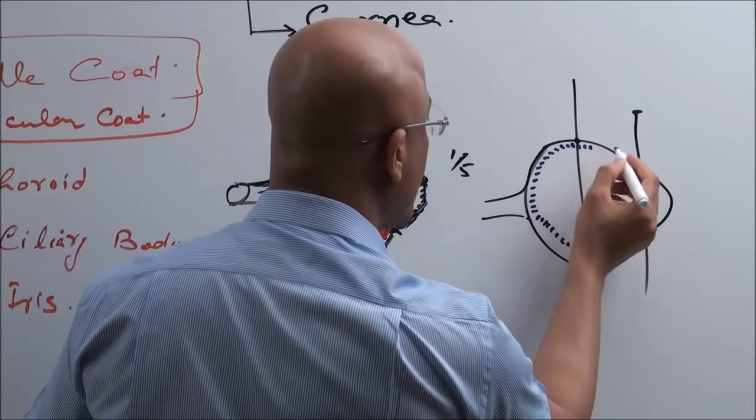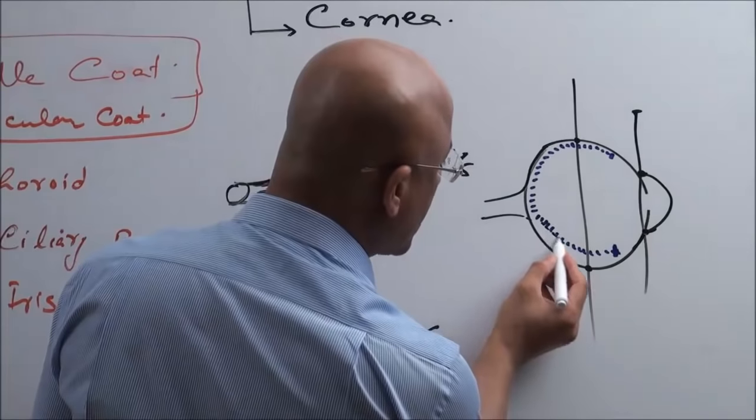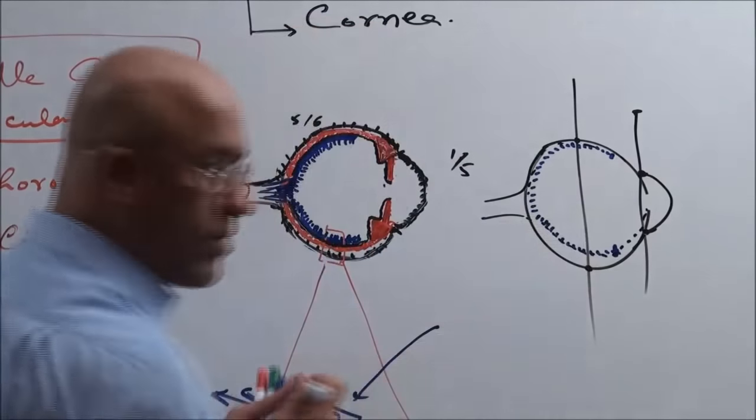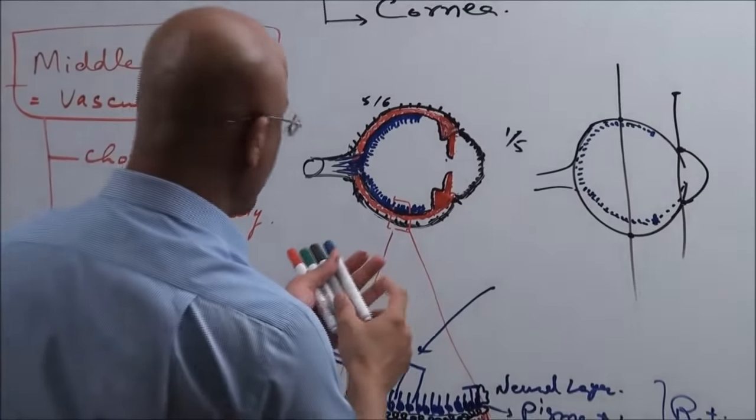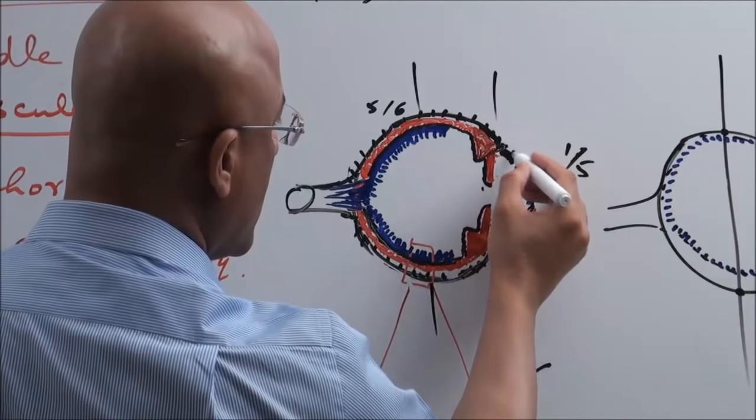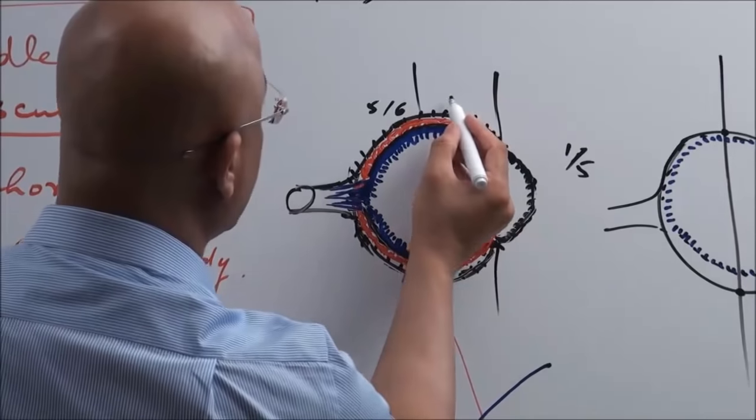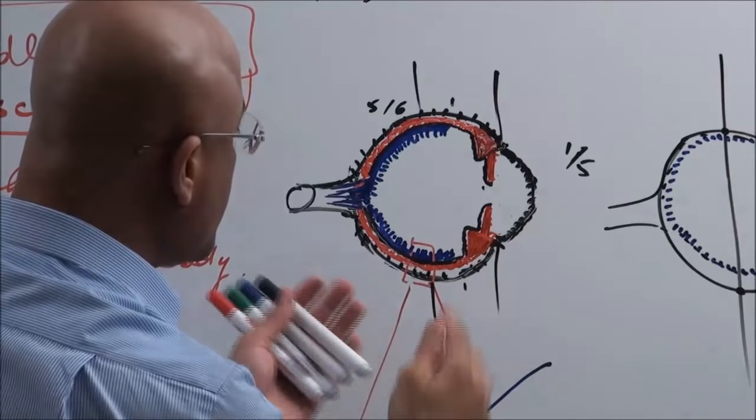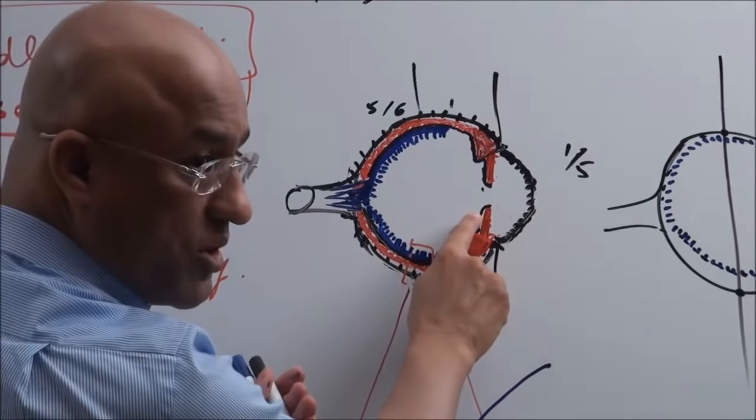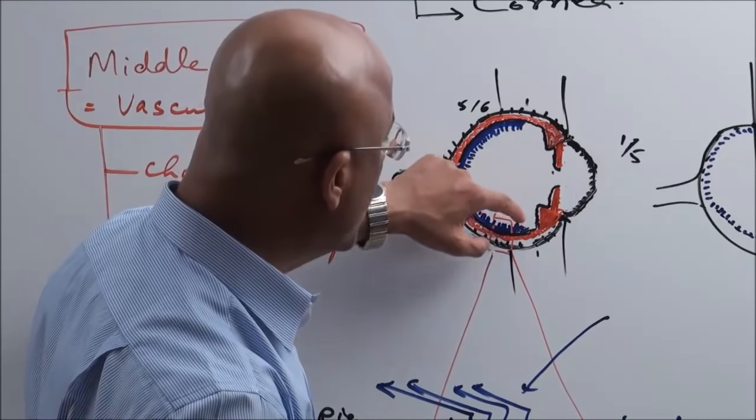These are rods and cones. They reach up to here. But the pigment layer continues forward, right behind the choroid. So what does it mean? If I make the corneal part here and the corneosclera junction here, the rods and cones continue somewhere in here up to here. Beyond that, only the pigmented layer continues, and a very thin part of the neural layer of the retina continues. But rods and cones are not continuing forward.